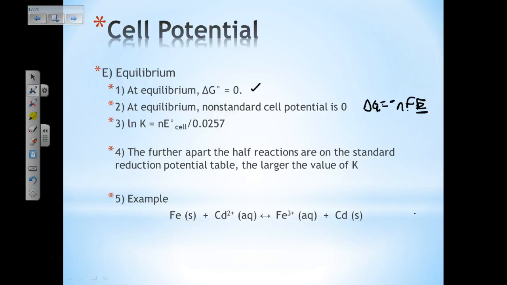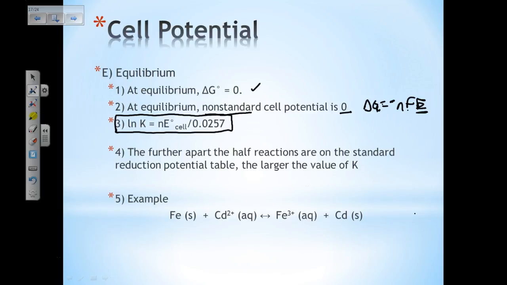But it's important to know that as things react, the concentrations of everything are changing. Once it reaches equilibrium, we're saying that it's at a non-standard equilibrium, so the non-standard potential is 0. Then we can use the Nernst equation and rewrite it for this reaction. Let's take a look at iron plus cadmium 2-plus reacts to form iron 3-plus plus cadmium solid.